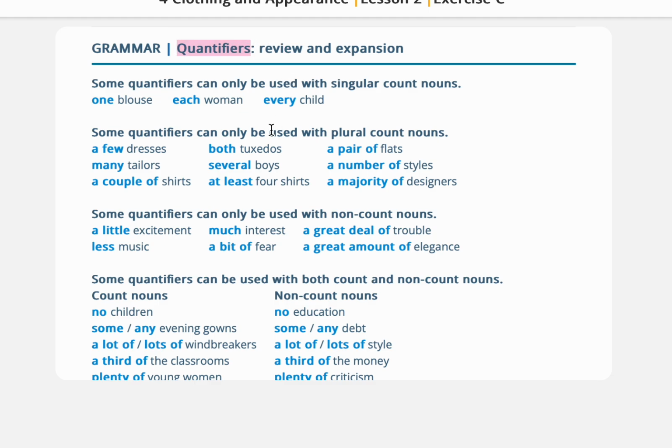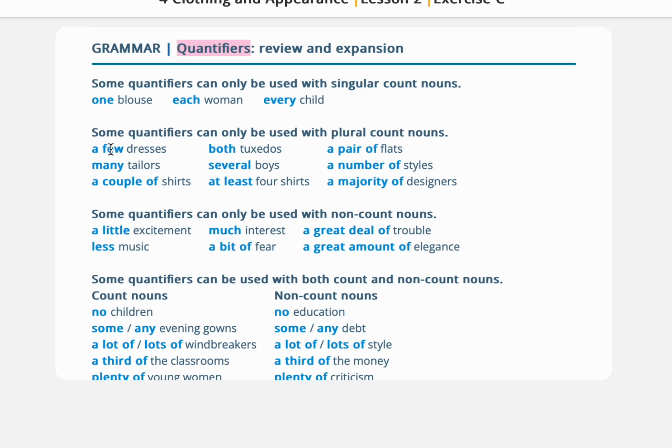Remember that these are words that help us count certain things, especially nouns. Okay, it says some quantifiers can only be used with singular count nouns. For example, we have the quantifier one, the quantifier each, and every. You can only use them with countable nouns that are in the singular form. So, for example, blouse, woman, and child. Okay, only one. You cannot say one blouses or each women or every children. No, you cannot say that. This is only with singular countable nouns.